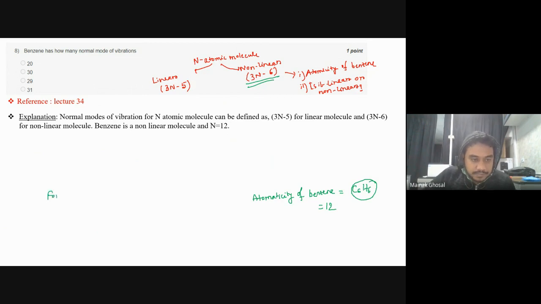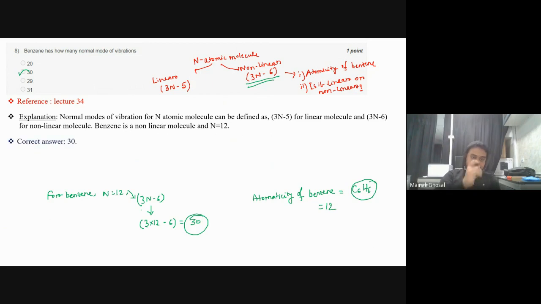So for benzene, n is equal to 12, and you have to follow the 3n minus 6 rule. So 3 into 12 minus 6, 36 minus 6, it is nothing but 30. Okay, so here is your correct answer. For benzene, how many normal modes of vibration will be there? There will be 30 normal modes of vibration. So the correct answer is 30.